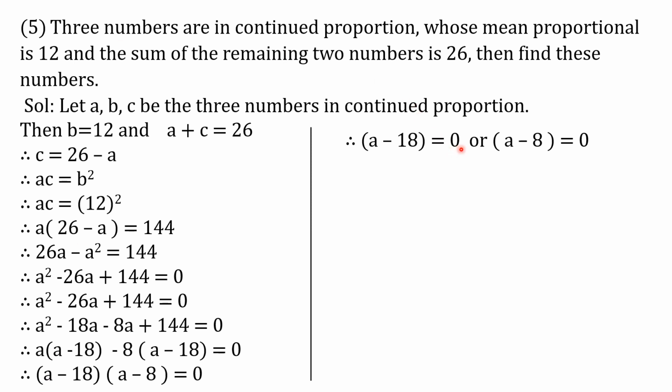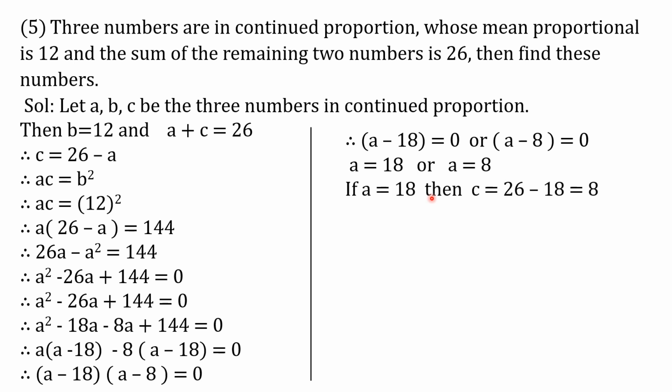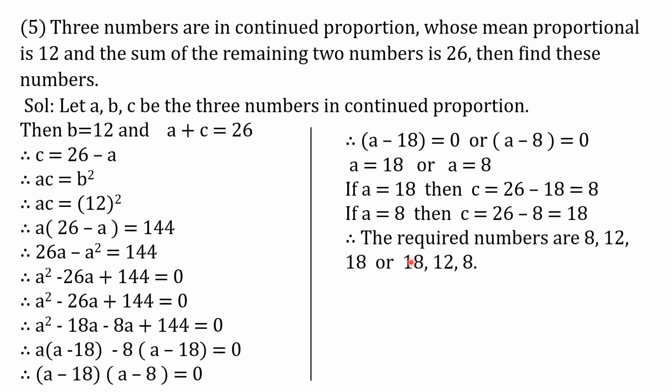Therefore a minus 18 equal to 0 or a minus 8 equal to 0. So a equal to 18 or the value of a equal to 8. So two values you have for a. a can be 18 and a can be 8. So student, if a is 18, then the value for c is 26 minus 18, that is 8. And if you take a as 8, then c equal to 26 minus 8 equal to 18. So the three numbers in continued proportion are 8, 12, 18 or 18, 12, 8.